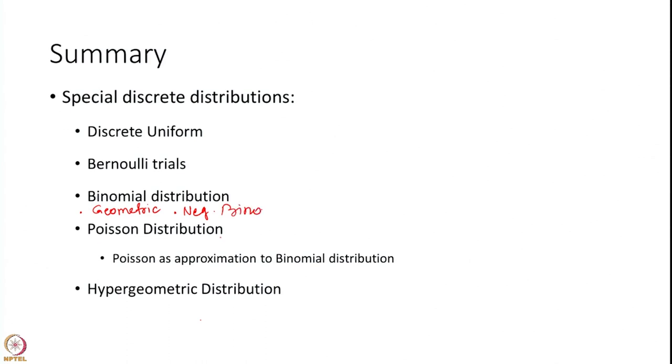Then we introduced Poisson distribution and its relationship with the binomial. That is, in some sense, as the number of trials increases to a very large quantity, it tends to become a Poisson distribution, provided the average of the binomial distribution tends to a constant value lambda as p tends to 0. Hypergeometric distribution: binomial distribution occurs with replacement, while this hypergeometric distribution occurs without replacement.